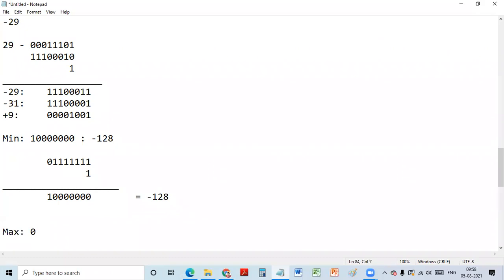Maximum. This is obviously 0 and all will be 1. This is the maximum number. So what is its value? Plus 127. Am I correct?